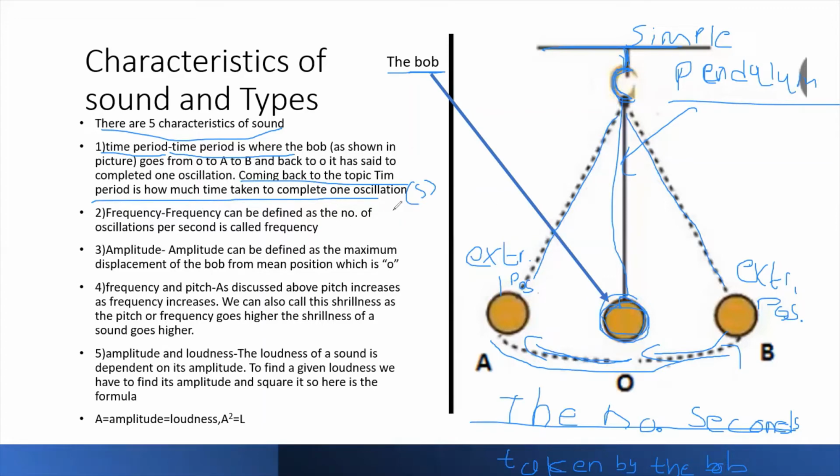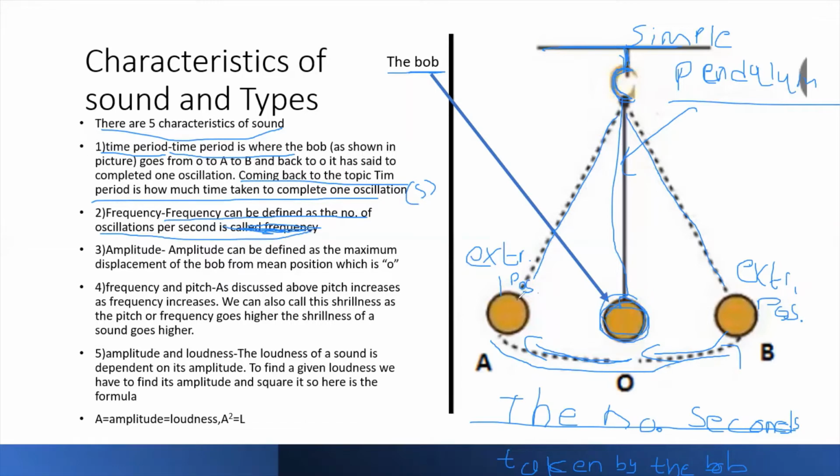Next, let's move on to the frequency. Frequency can be defined as the number of oscillations per second. This line is extra. You can ignore that. And yes, per second.